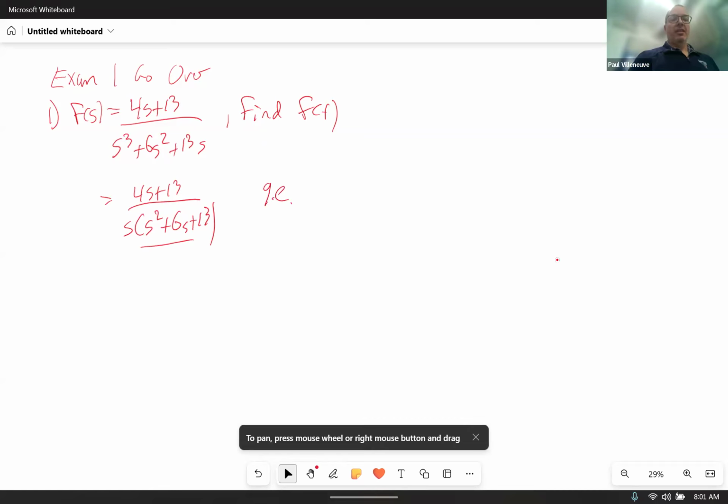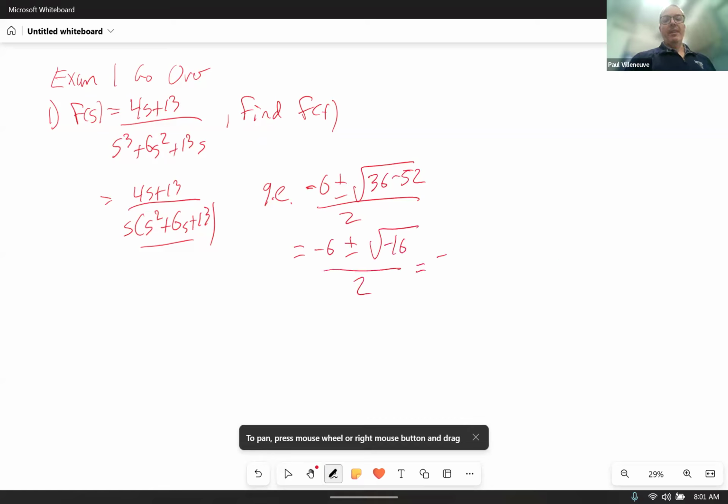Quadratic equation. Negative b plus or minus the square root of b squared minus 4ac all over 2a, which is equal to negative 6 plus or minus the square root of negative 16 over 2. What's the square root of 16? 4, but it's negative 16, so it's 4i all over 2, which is negative 3 plus or minus 2j.